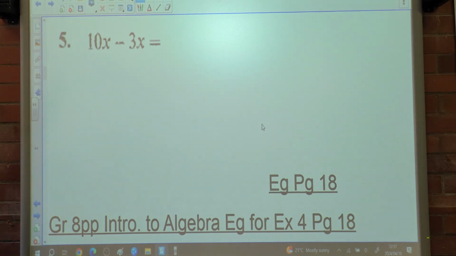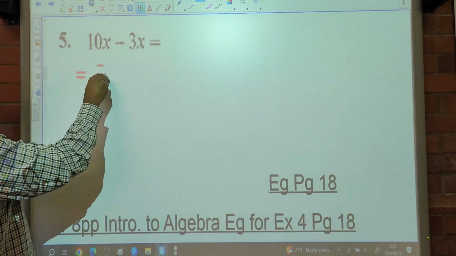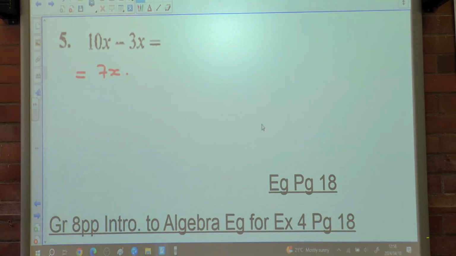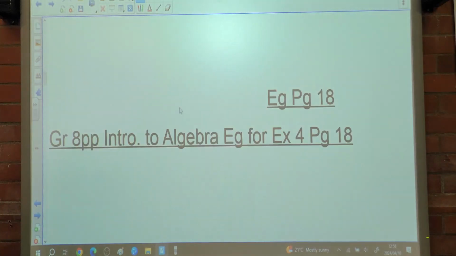Okay, so what is 10x minus 3x? 7x. You all agree with that? Remember, when we're adding and subtracting, the variables stay the same. They have to be like terms. And what makes terms like? Variables, yes? Has to be exactly the same, and the exponents have to be the same. No? Okay.